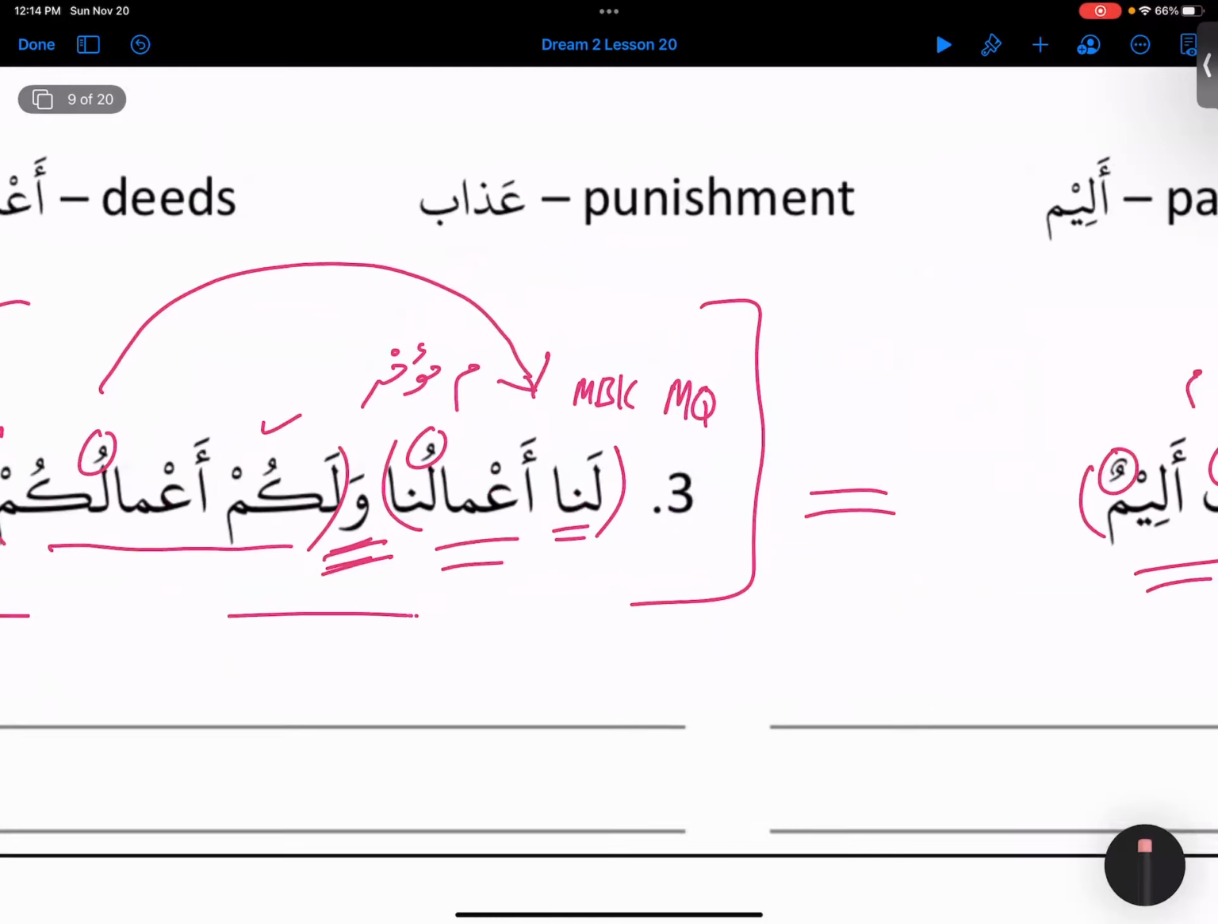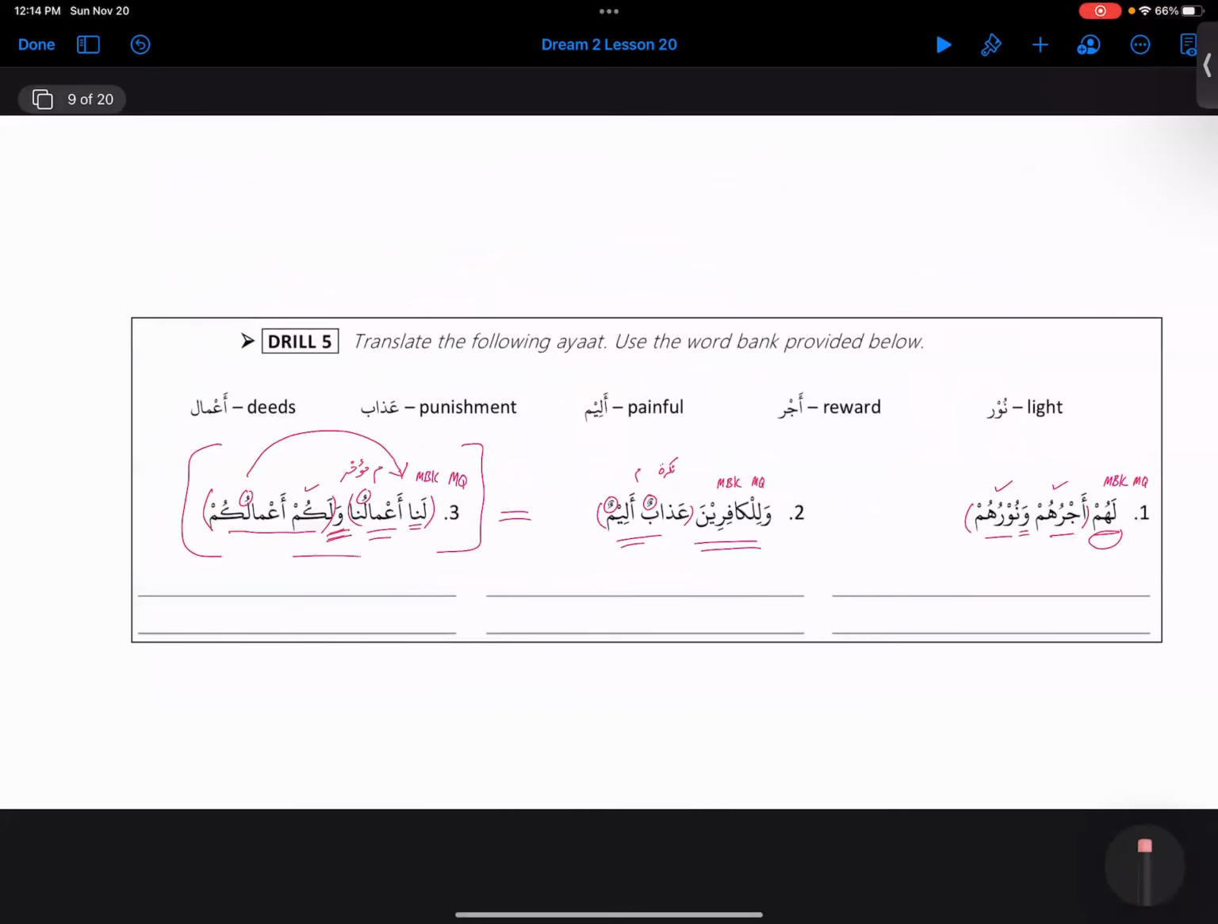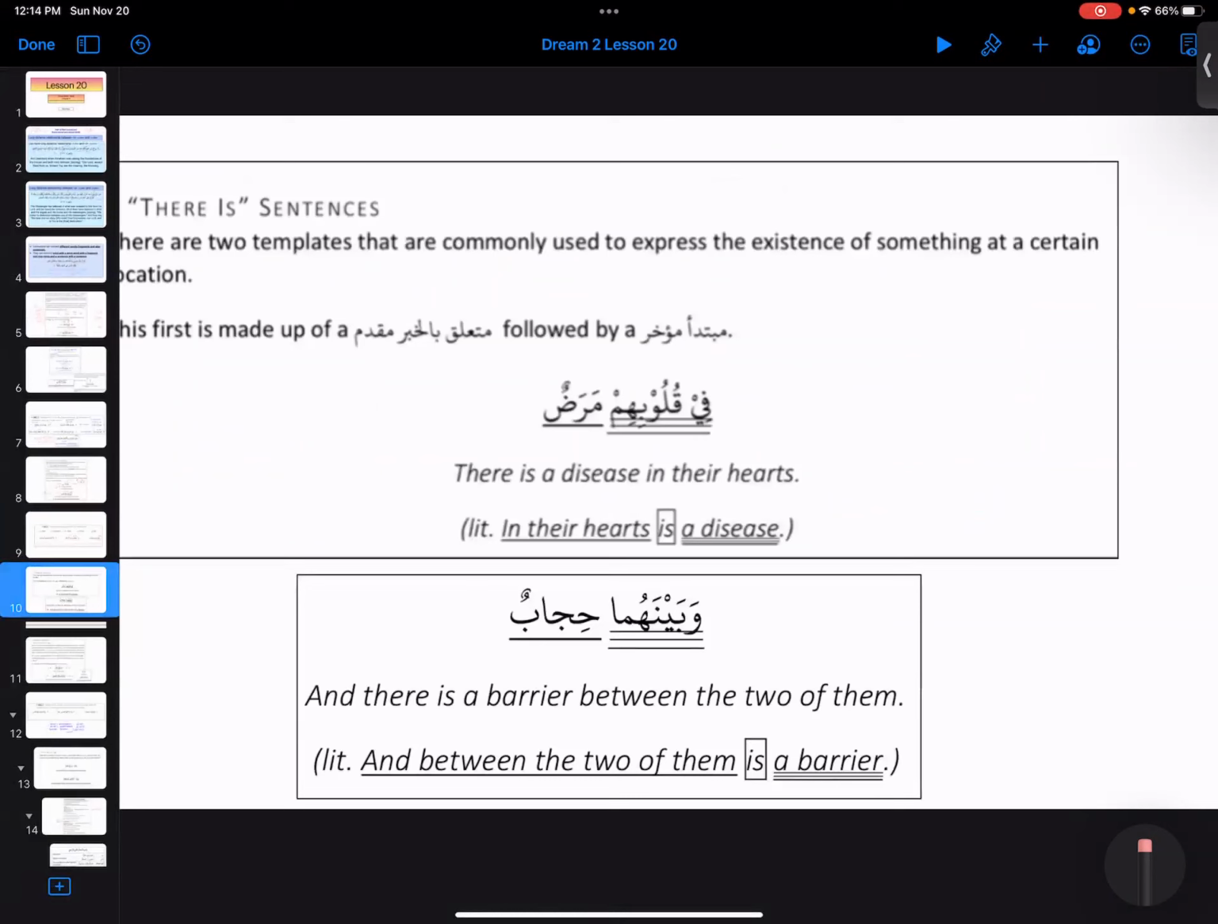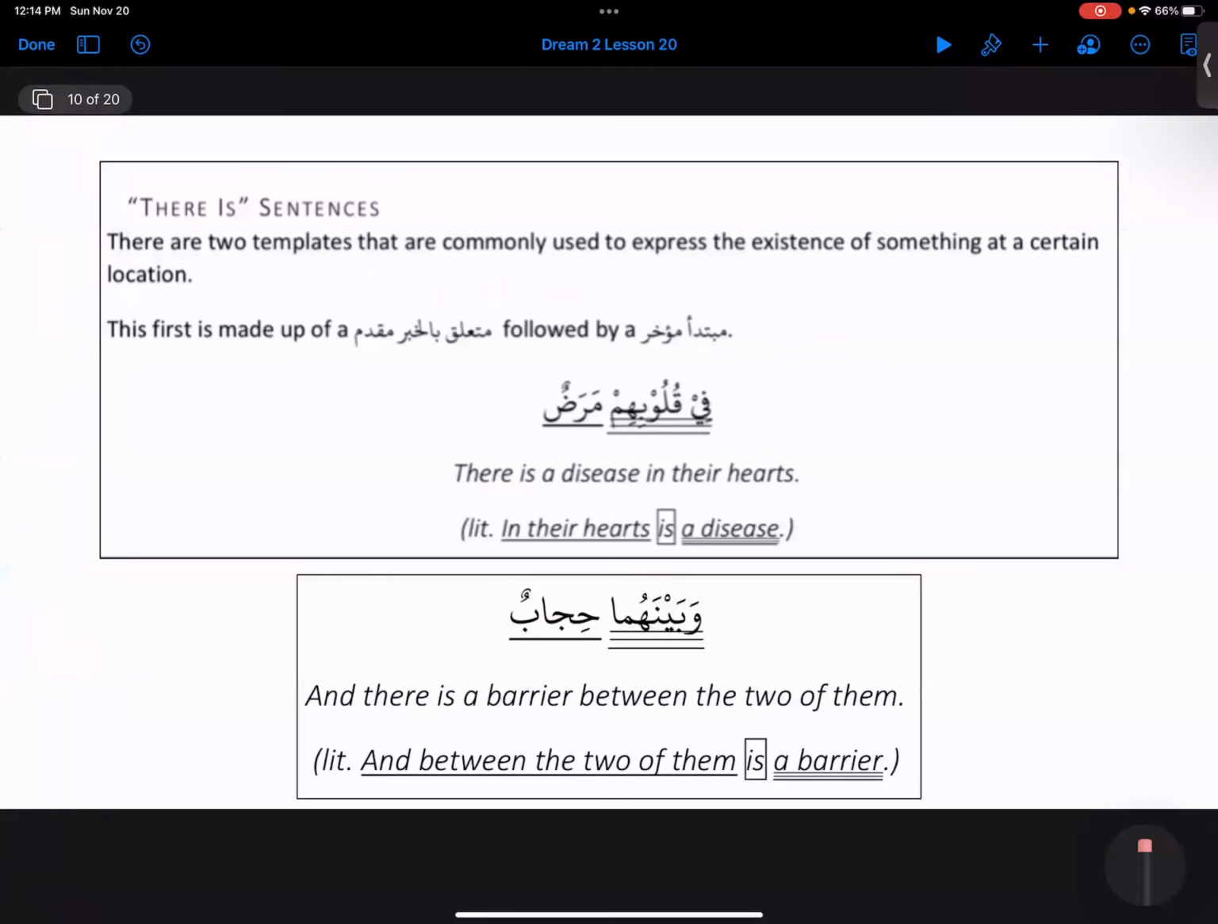Okay, so see how beautiful it is, subhanallah. Now when you recite Quran Pak, you guys need to pay attention to all these small details.